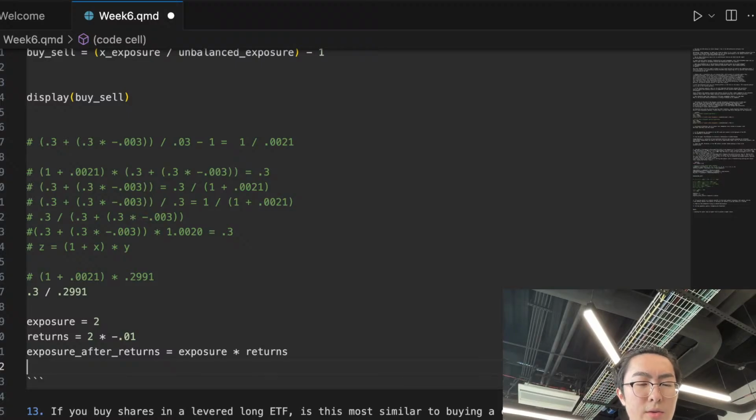So how am I getting two different things here, right? Well, it's just like theory. I would do that. It'll be 1 plus fund returns actually.